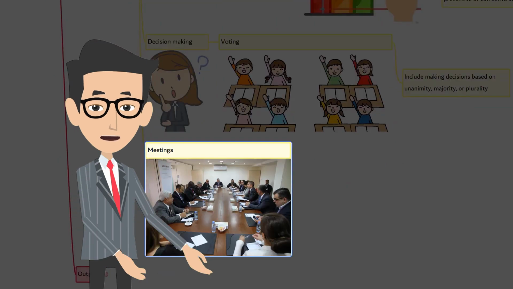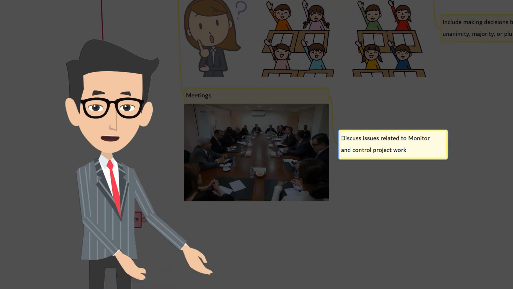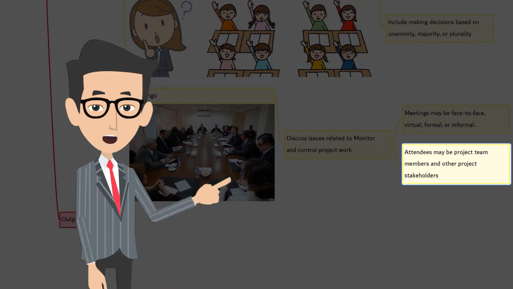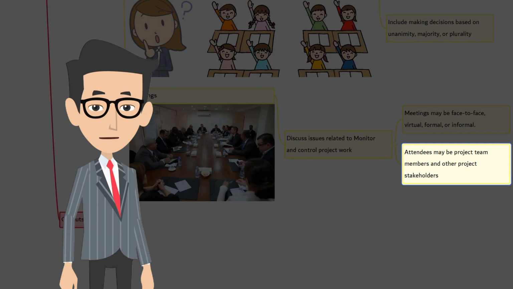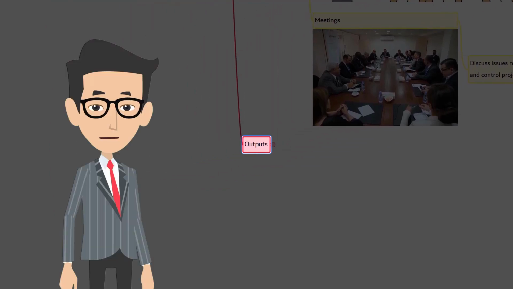The next is meetings. Here the meeting is conducted to discuss the issues related to monitor and control project work. Meetings may be face-to-face, virtual, formal or informal. They may include project team members and other project stakeholders as appropriate. Types of meeting includes user group and review meetings. All right, let's move to the outputs.